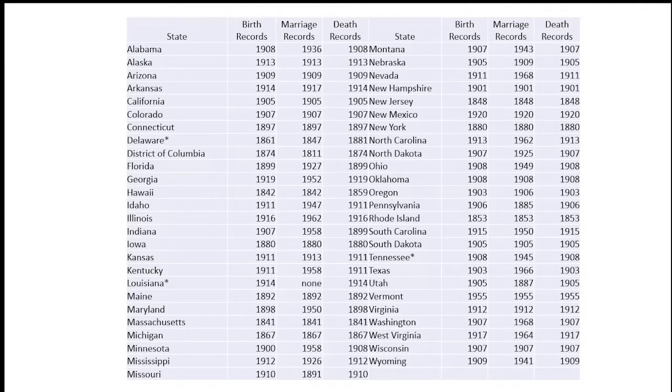You'll see an asterisk here. So each state is different. As you start researching your ancestors and you want to do some statewide searching at the state level, the records may not be at the state level.